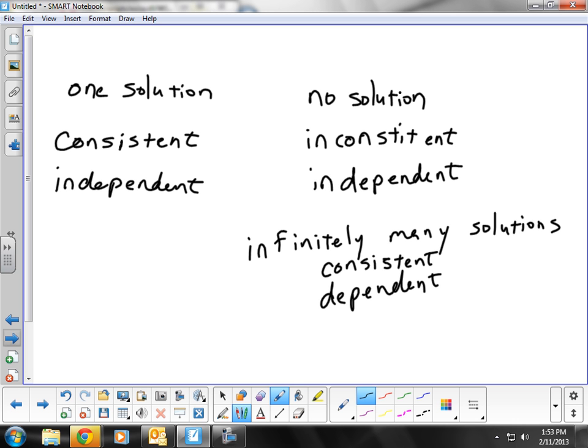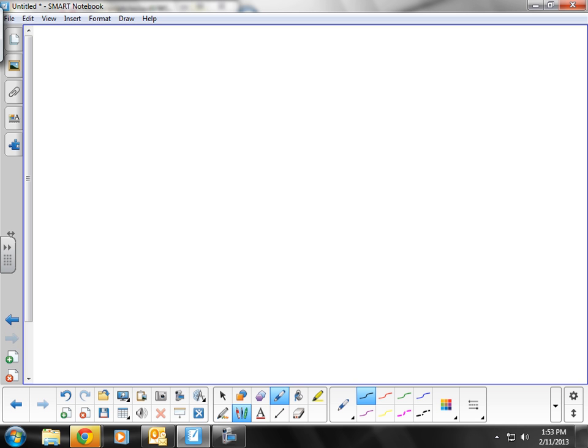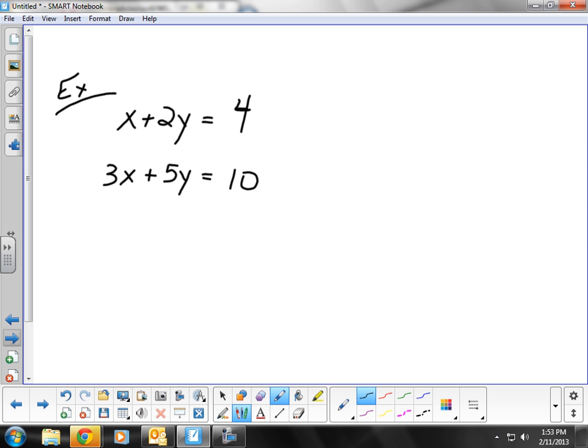Are we good? Okay, I want to give you one more example. It's not in the book. Let's say that I have an equation x plus 2y is equal to 4, and 3x plus 5y is equal to 10. Okay? I hope I made that up right. Made that one up on the fly, but I wanted y'all to see something.